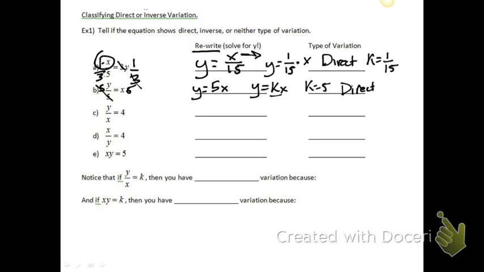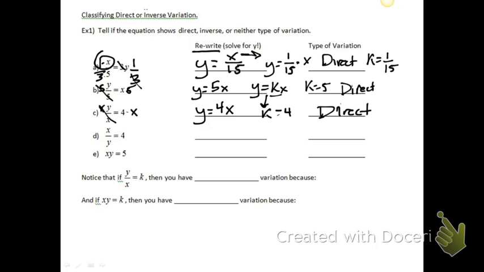For part C, here I have y over x equals 4. If I was going to solve for y, I can just multiply both sides by x, and the x's cancel, and I get y equals 4x. Once again, this does fit that same pattern, k value being 4. This is direct variation.